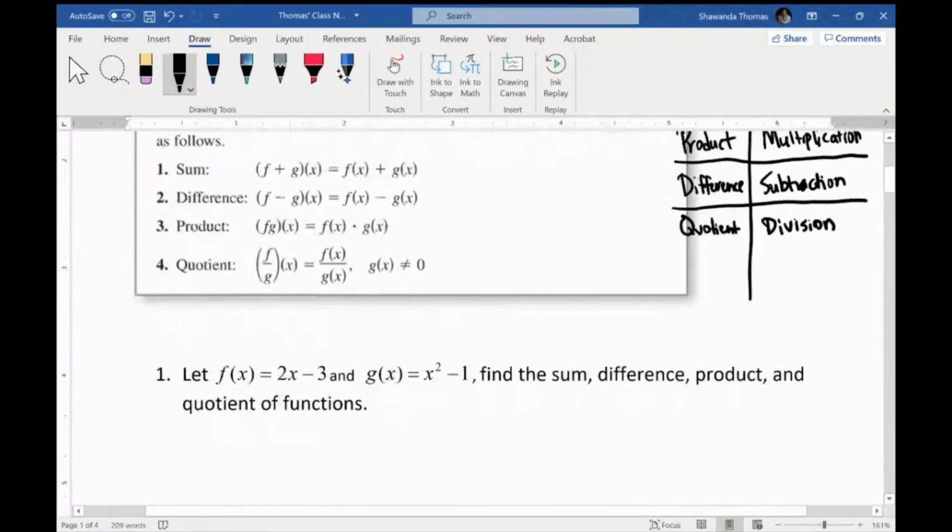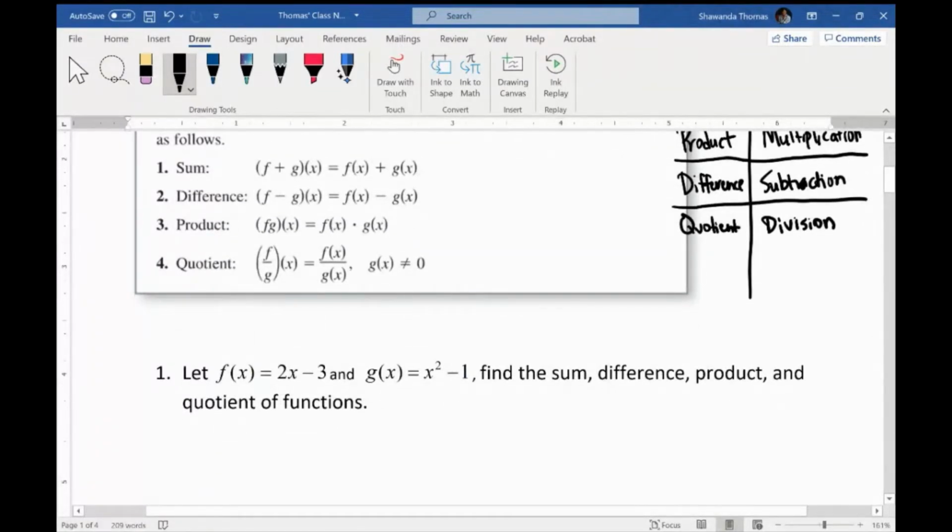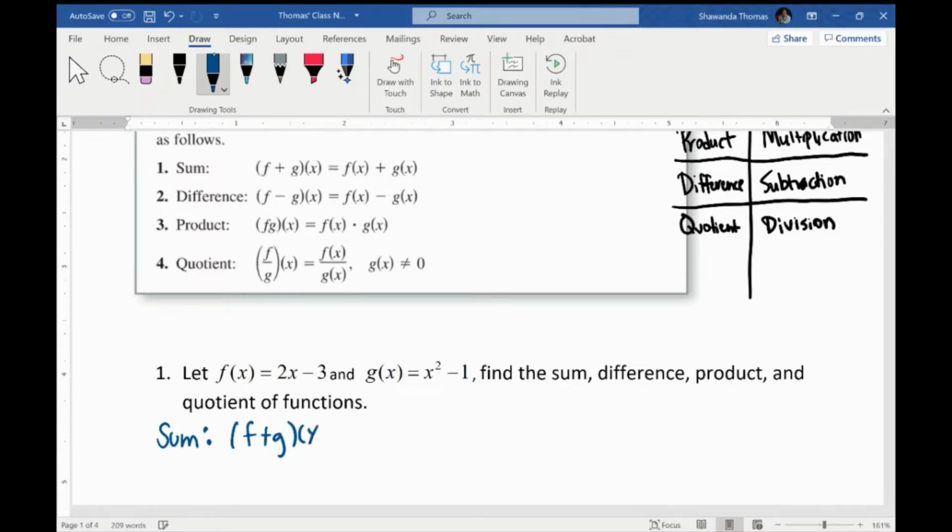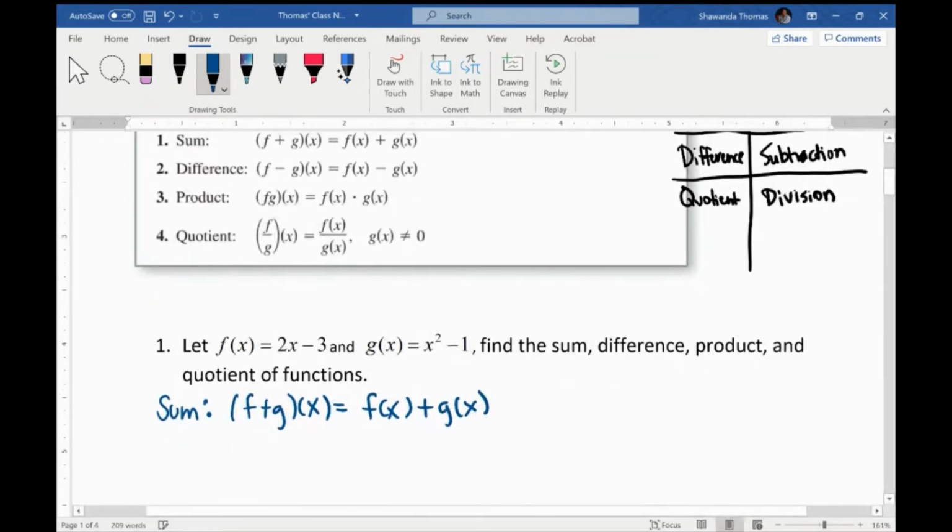All right, here we go. Let f of x equals 2x minus 3 and g of x equals x squared minus 1. Find the sum, difference, product, and quotient of these functions. Simple. Here's how it goes. Let's first write out sum. We're going to write down the definition. It's f plus g of x. It equals f of x plus g of x. Now that I know my definition, I'm going to make some substitutions.